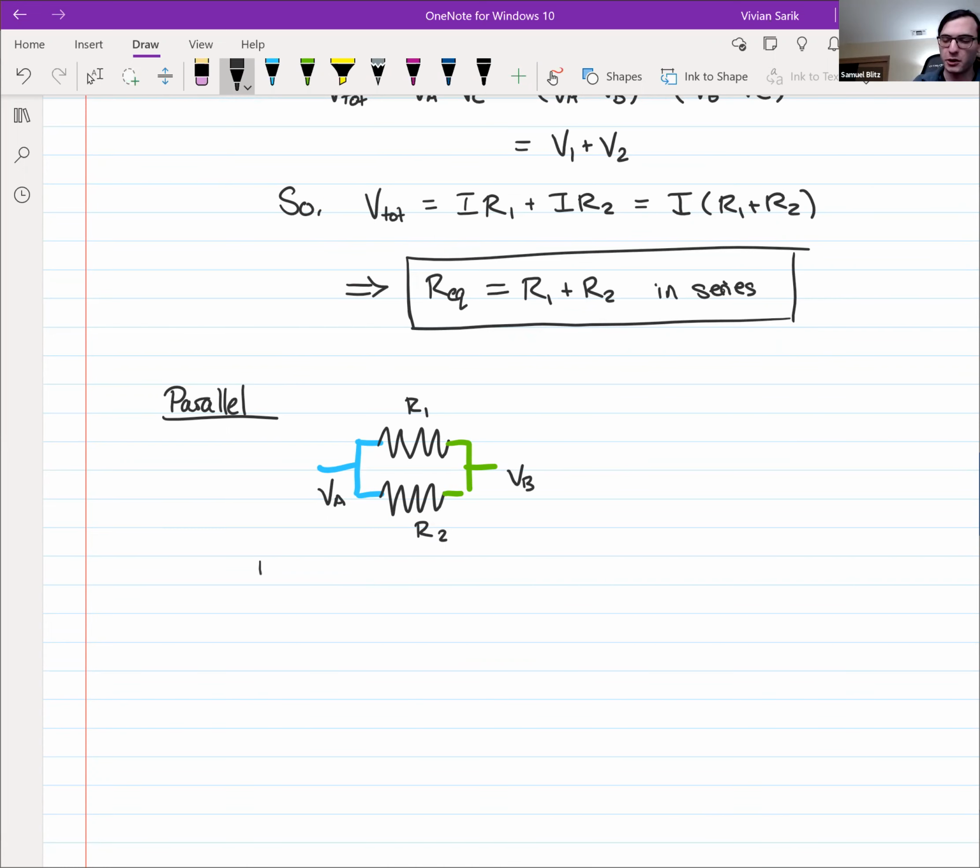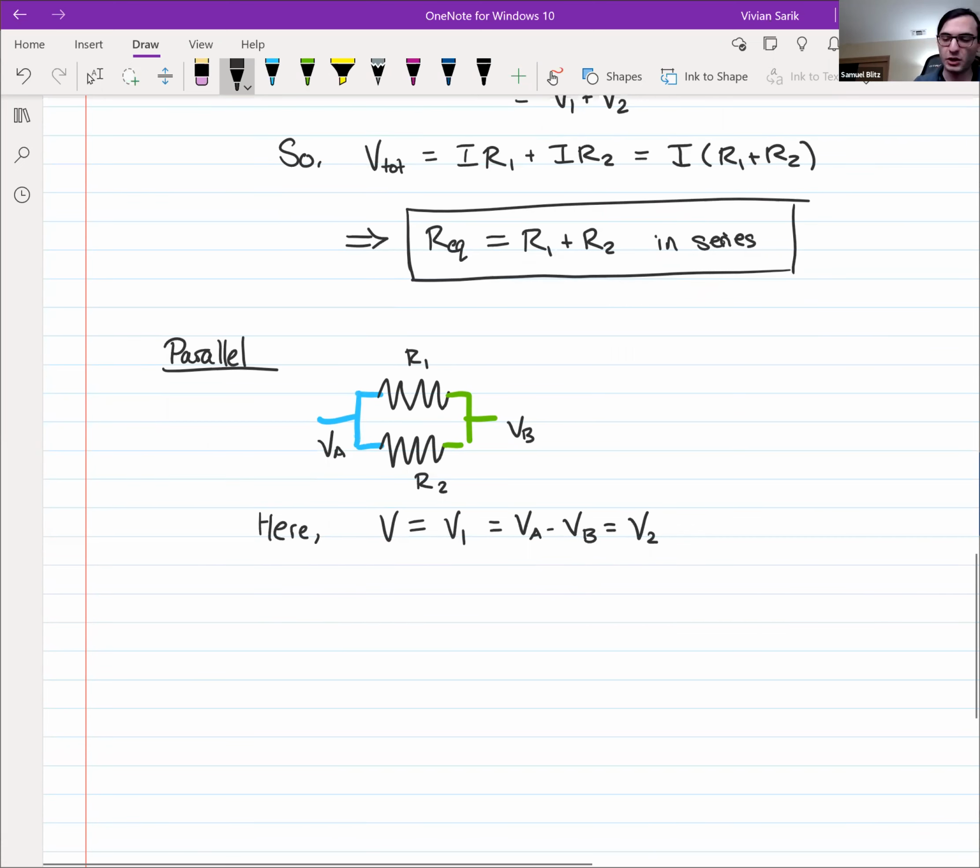So here, we have that the voltage difference is just the voltage difference across each one. It's just VA minus VB. And so V1 and V2 are equal to each other. And so then the question is, what is the current? How do we relate the current to that voltage and the resistance?